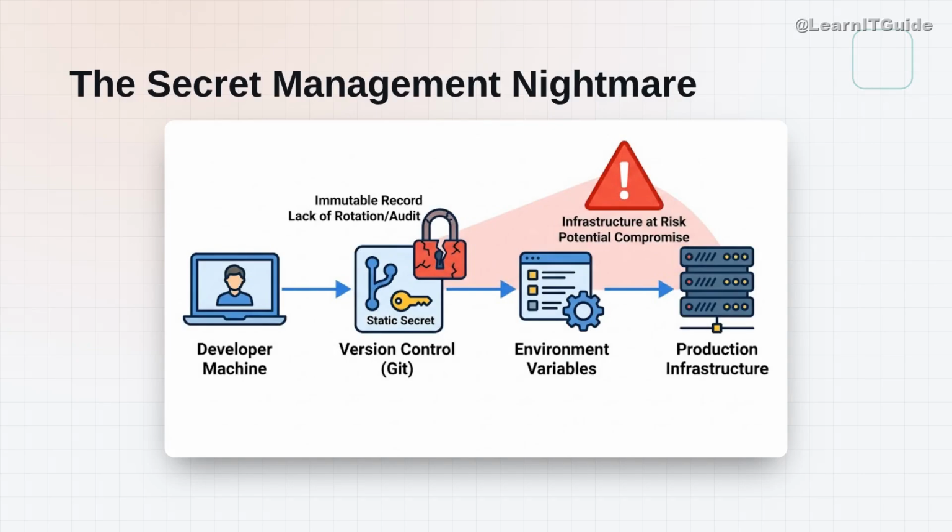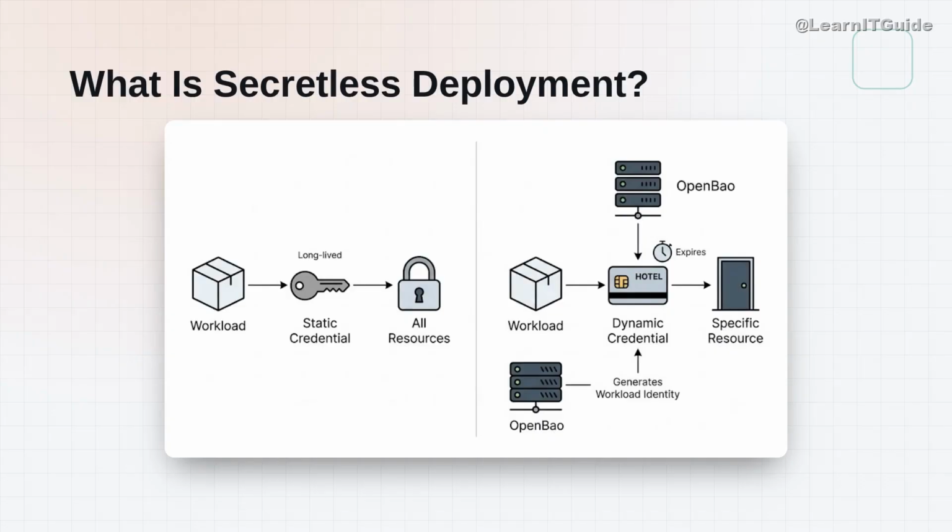So what is the problem with traditional secret management? It relies on static credentials stored in Git or as environment variables. This creates a permanent, immutable record of your keys in version control history. Think about the impact. If a developer's machine is compromised or if a repository is accidentally made public, your entire infrastructure is at risk. There is no rotation, no auditing, and no way to easily revoke access without a full redeploy.